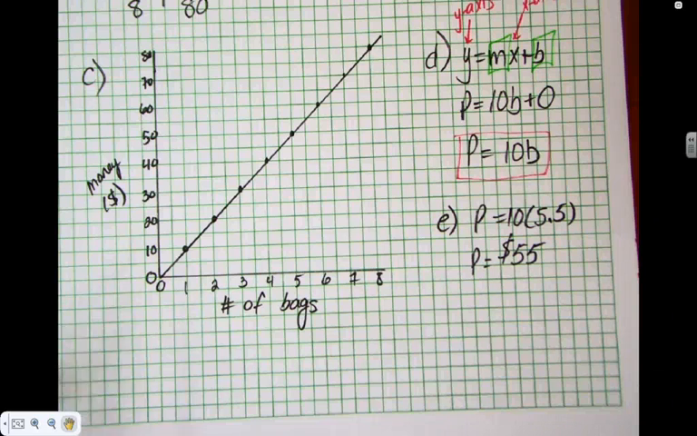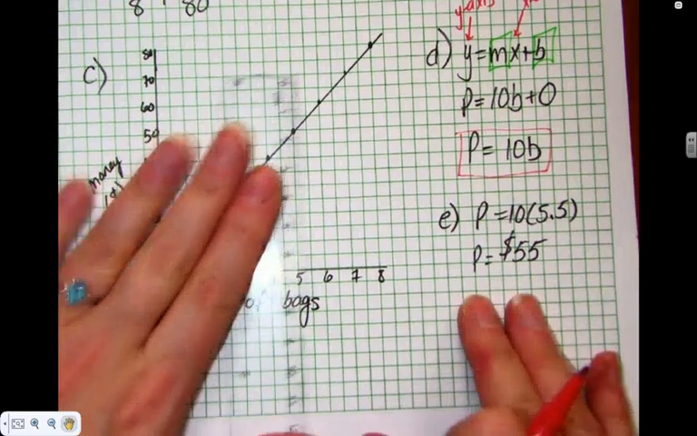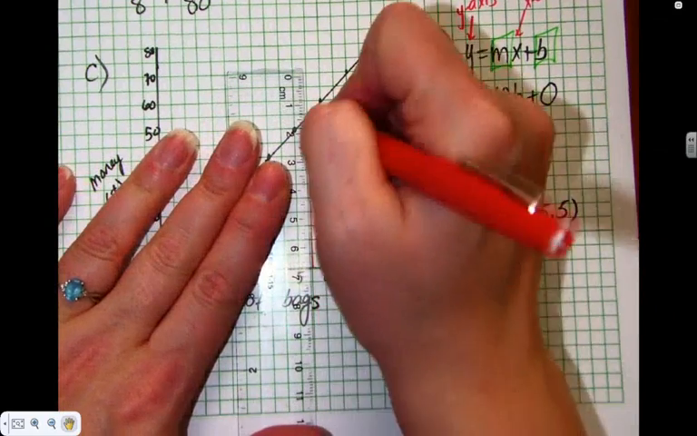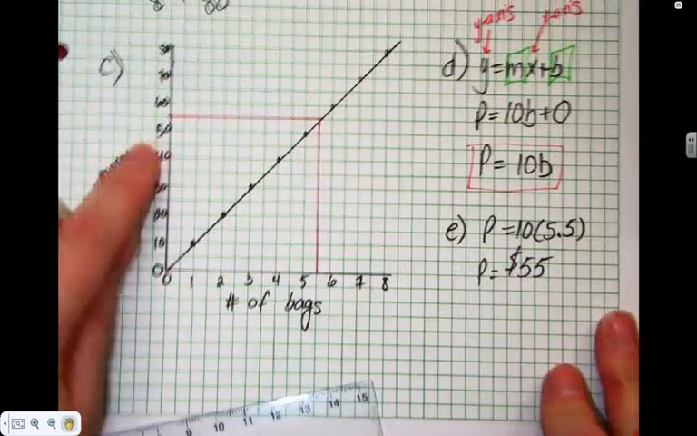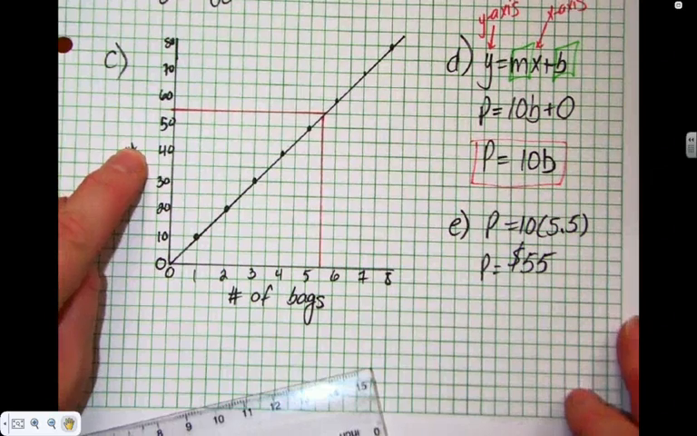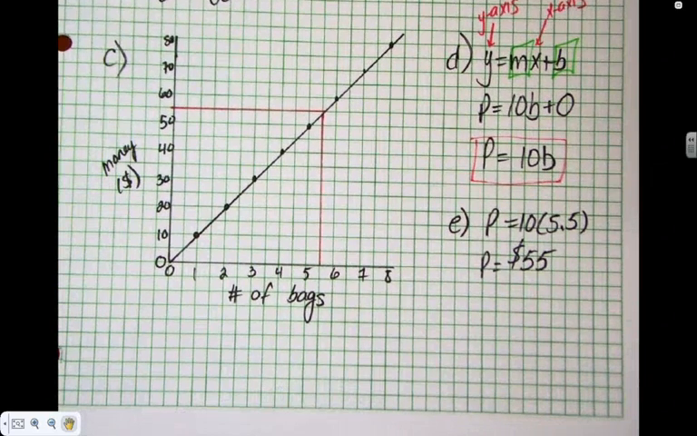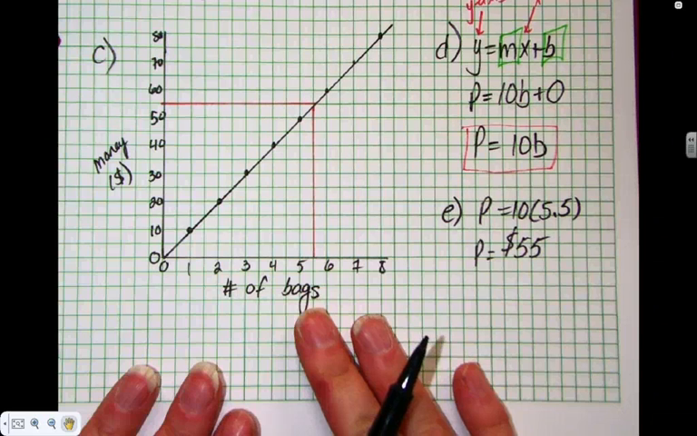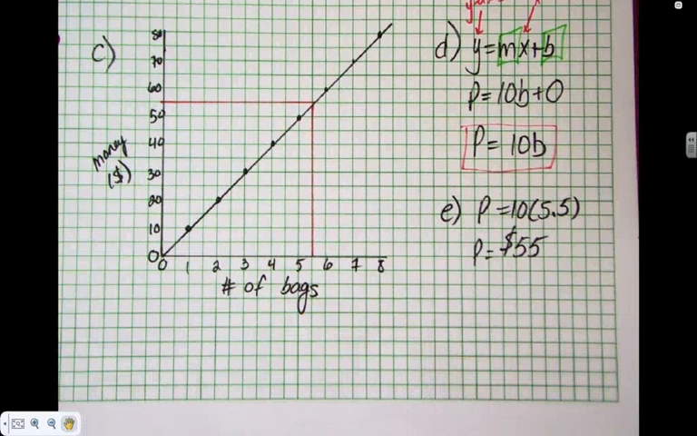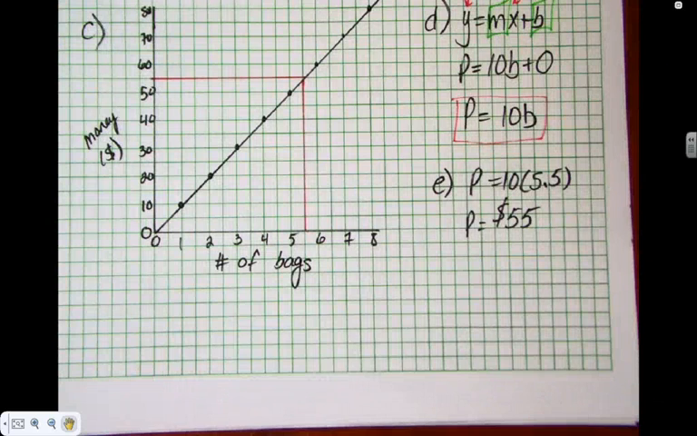If we wanted to use interpolation, we would go to 5.5, and we go up and over. And what's in between 50 and 60? 55. Your choice, whatever method you want. You can use the equation and use substitution, or you can use the graph and use interpolation. Why did it make sense in this case that we could use interpolation? You could rake partial bags, right? We'd like it if you rake full bags, but hey, you can rake partial bags.